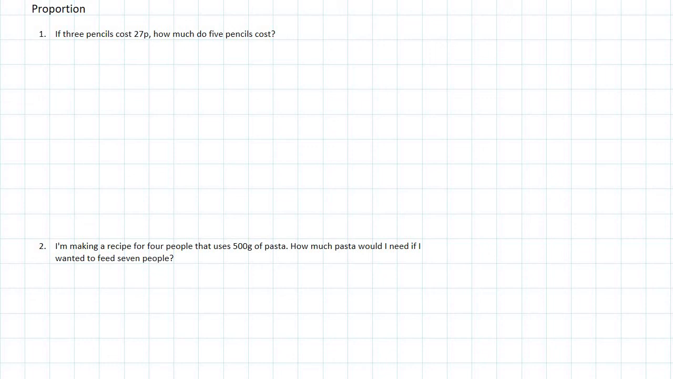So let's have a look at proportion now. So here's an example of a proportion question. If 3 pencils cost 27p, how much do 5 pencils cost? So the idea is we can't scale it. There's no whole number we can multiply 3 by and get 5. So it's not so straightforward as just scaling up. We need to kind of scale down and then up. You'll see why.